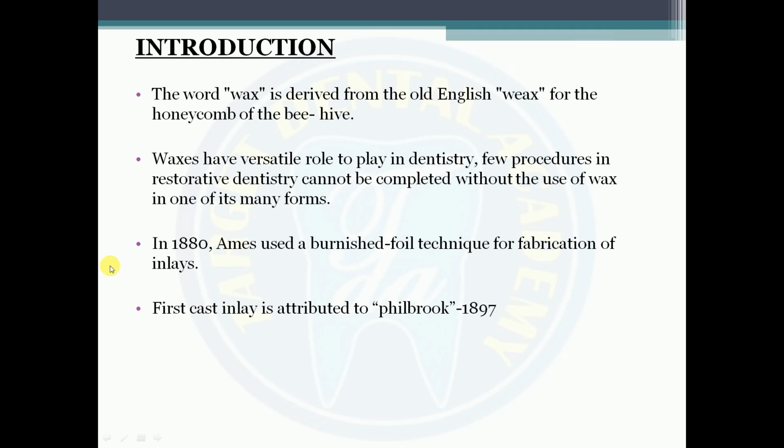So starting with the introduction, the word wax is derived from the Old English wax for the honeycomb of the beehive. Waxes have a versatile role to play in dentistry. Few procedures in restorative dentistry cannot be completed without the use of wax in one of its many forms. In 1880, Ames used a burnished foil technique for fabrication of inlays. The first cast inlay is attributed to Philbrook in 1897.